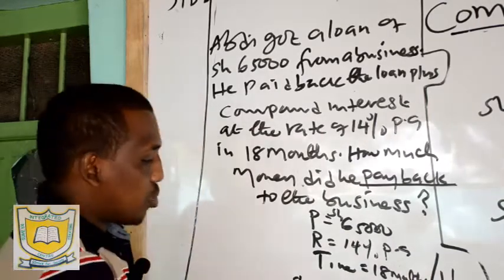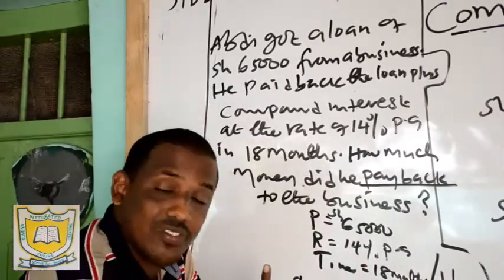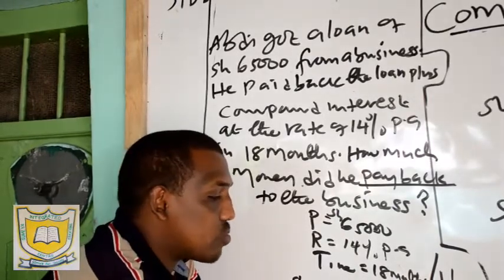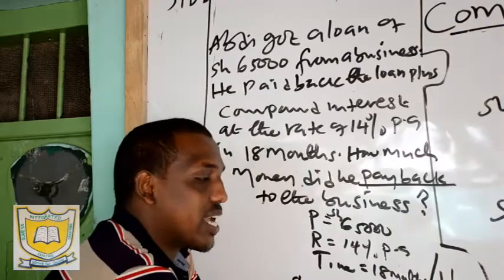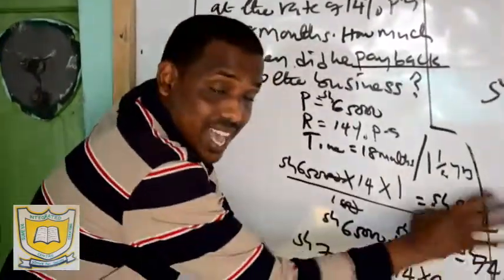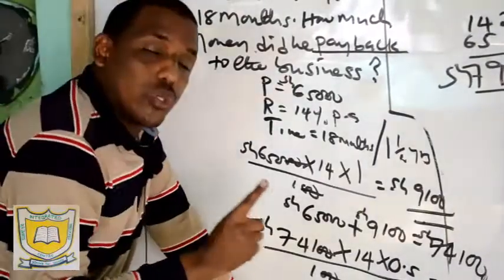So now, principal. Let's get the interest of the first year. Principal times rate 14, which is 65,000 times 14 times 1 over 100. The first year is 9,100. That is the interest of the first year. You put it somewhere. You proceed to the second year.